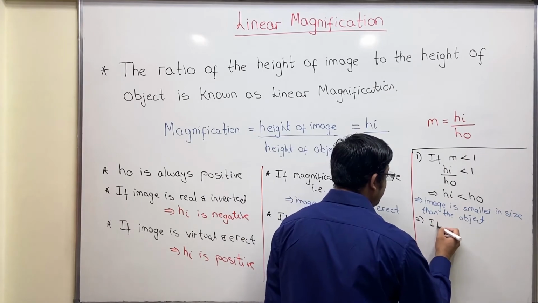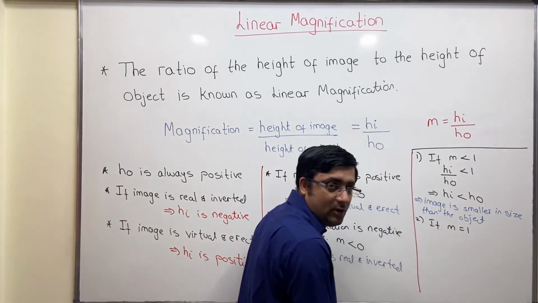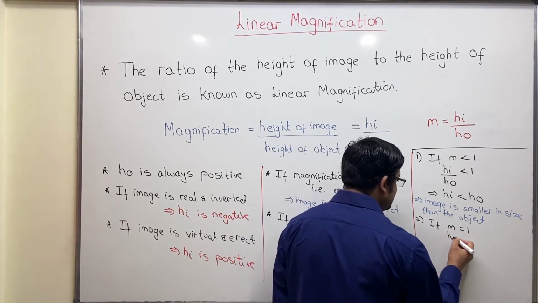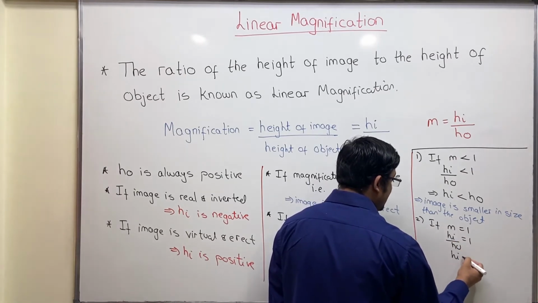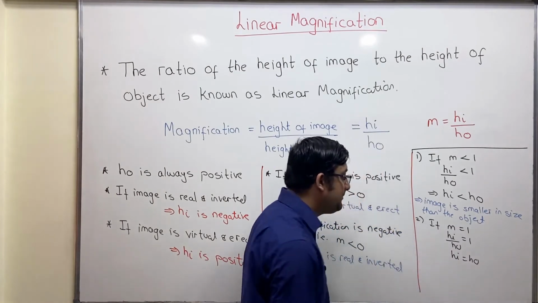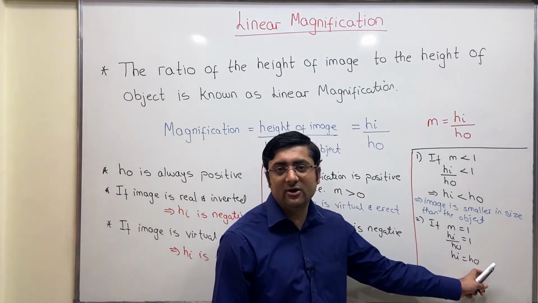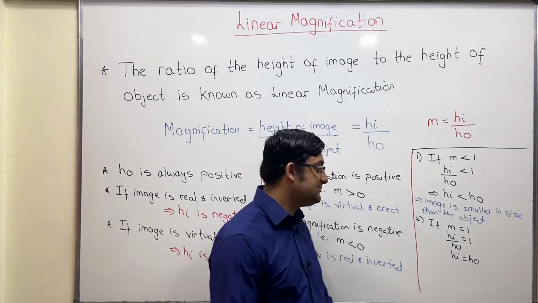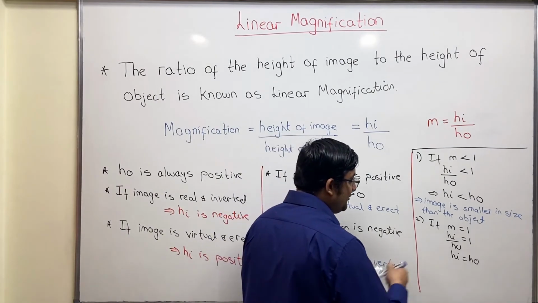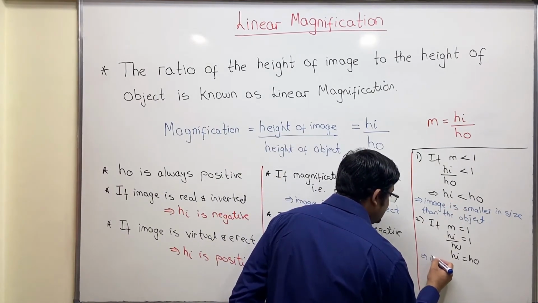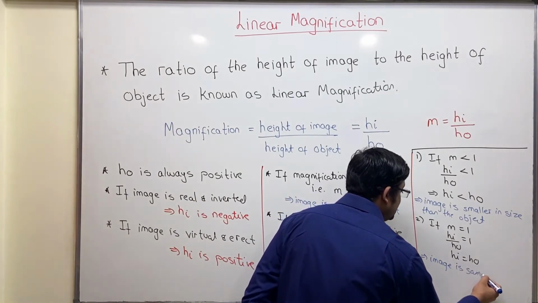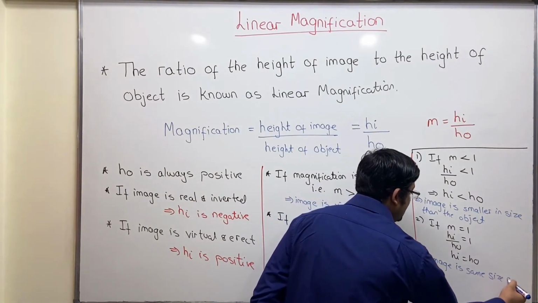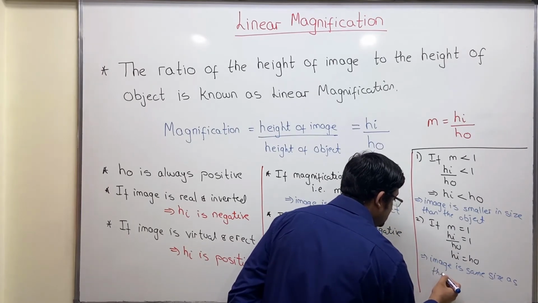So if magnification is equal to 1, what is magnification guys? HI by HO is equal to 1. So HI is equal to HO. That means height of image is equal to height of object. So we get image of the same size. So that means whenever magnification is equal to 1, this implies image is same size as the object.